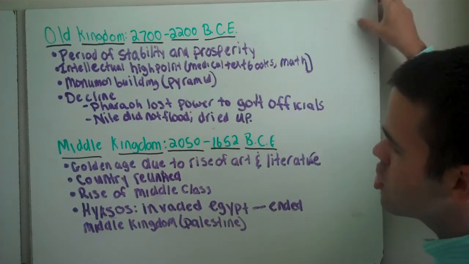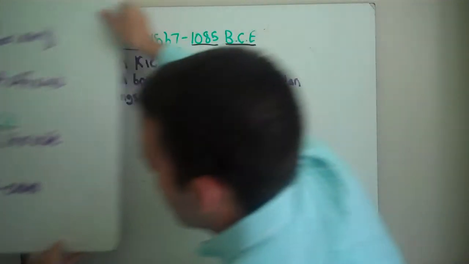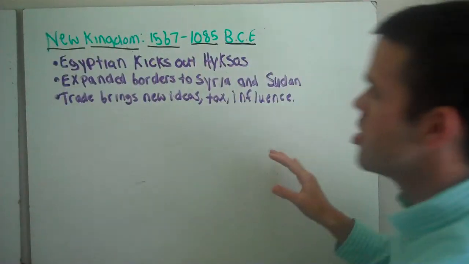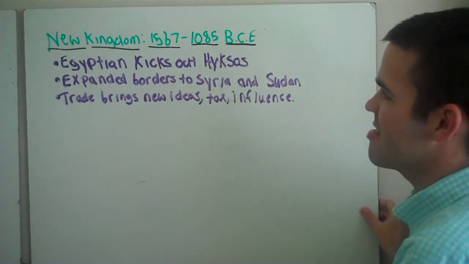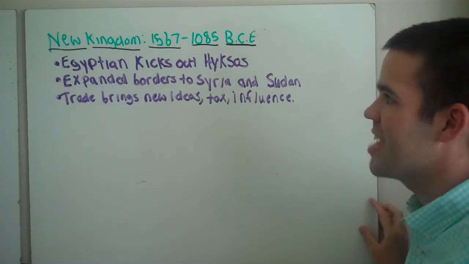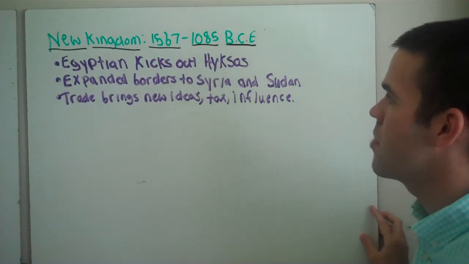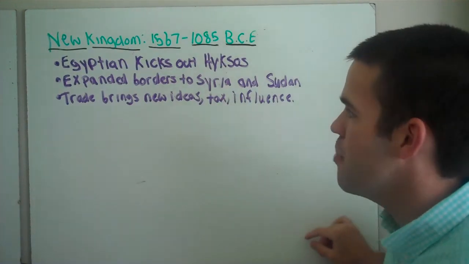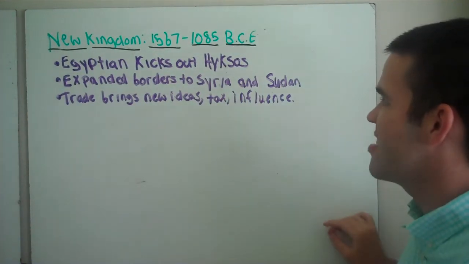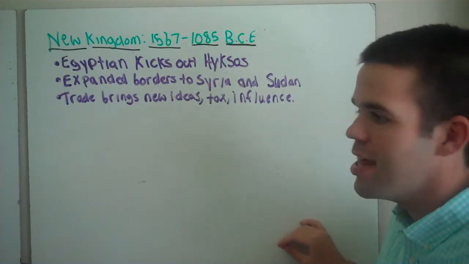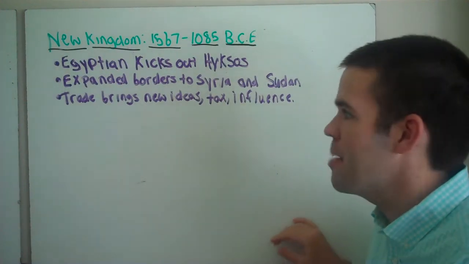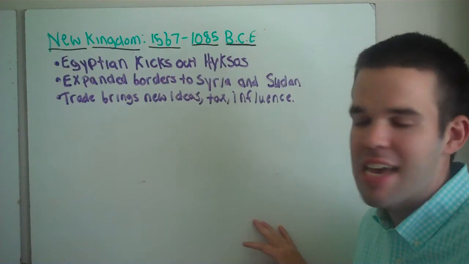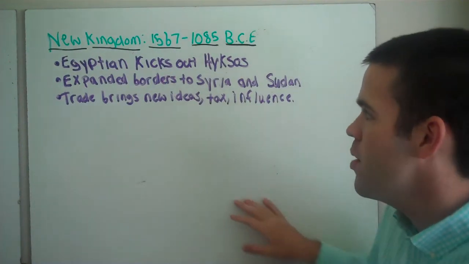So, let's move on to the final kingdom that we're going to discuss today. It is the New Kingdom. The New Kingdom existed from 1567 to 1085 BCE. It is when the Egyptians kicked out the Hyksos, or the Palestinian people. It expanded its borders to Syria and modern-day Sudan. Syria was where Mesopotamia is. Sudan is in Africa as well.